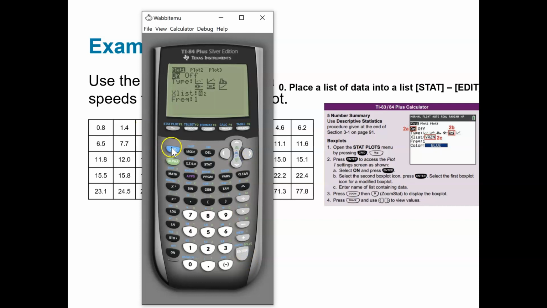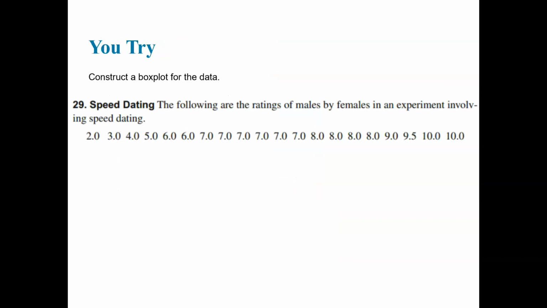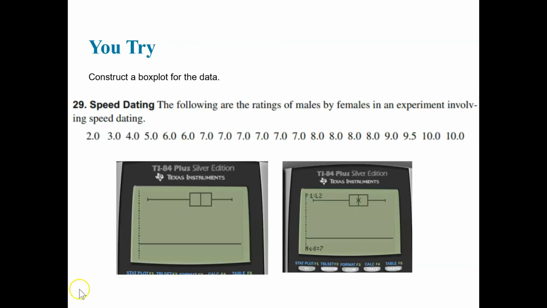And our X list is in L1, so that's the blue 1 button. And we're going to hit enter. And let's see what happens here. We're going to go into zoom, click 9 or go down to zoom stat. And there's our box and whisker plot or box plot. And if you want to see the information, click trace. And then if you go left and right, you can see the min, the Q1, the median, and so on. And you give it a try with your data. And there we go. And that concludes section 3.3.